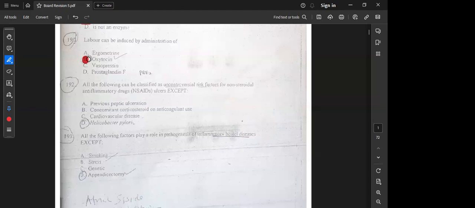Or she's asking. Okay. It's given after delivery of the placenta to prevent excessive bleeding. Yes, so ergometrine will be given after delivery of the placenta. Yes. Thank you for that critical information.